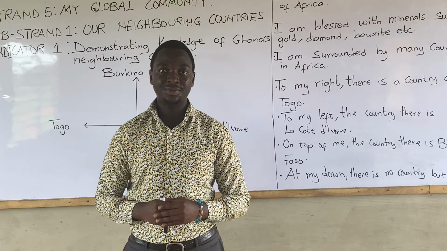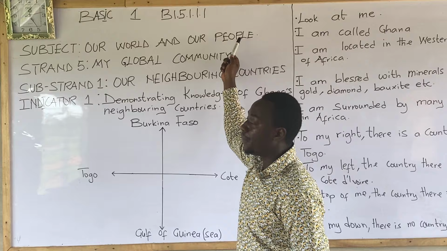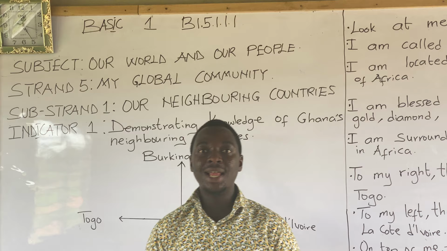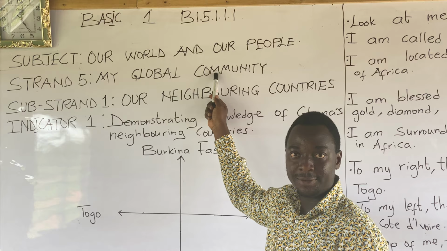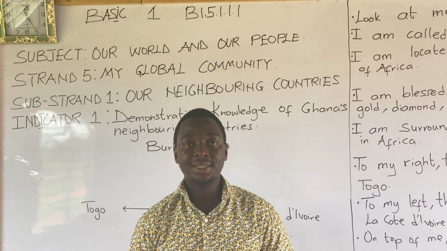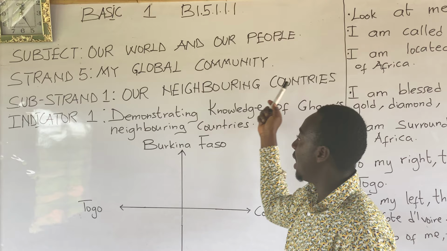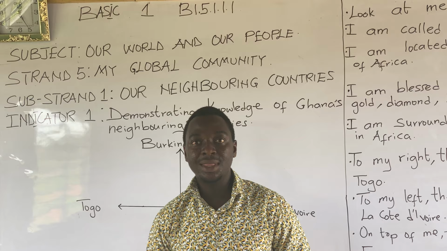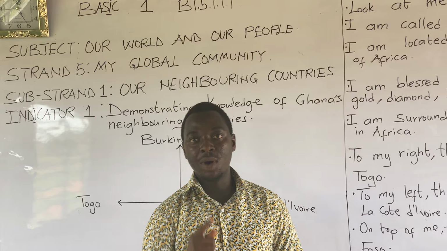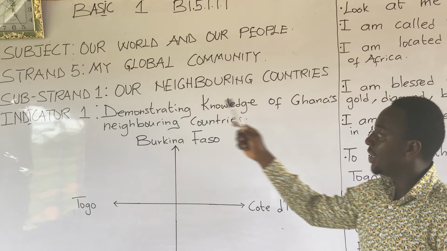Our subject for today is our world and our people. The strand is taken from strand 5, My global community. And the substrand is substrand 1, Our neighboring countries. And the indicator that we are going to treat for today is indicator 1, that is demonstrating knowledge of Ghana's neighboring countries.